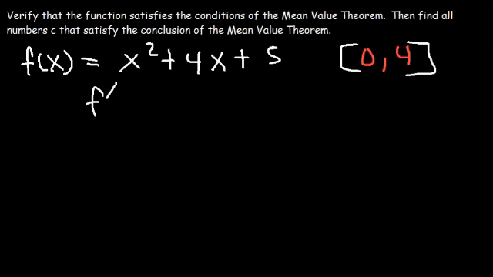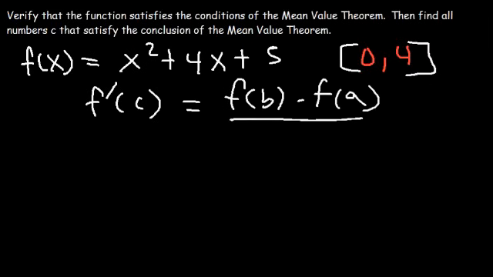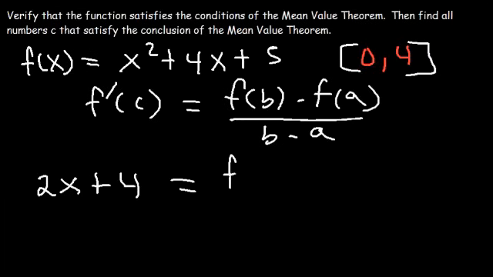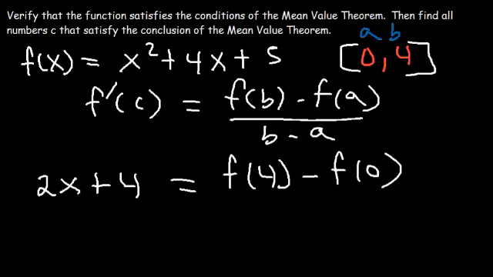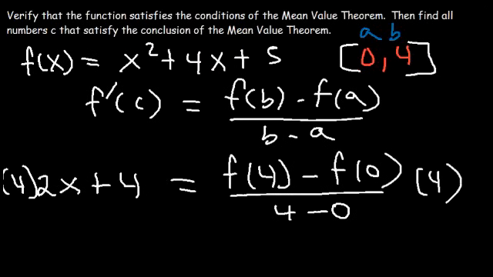So now we can just use this equation. F prime of c is equal to f of b minus f of a divided by b minus a. So on the left side, we need to differentiate the function. We need to find f prime of x. The derivative of x squared plus 4x plus 5 is 2x plus 4. F of b, that's going to be f of 4 minus f of a, that's f of 0. The first one is a, the second one is b, divided by 4 minus 0. So let's multiply both sides by 4 to get rid of the fraction. So 2x plus 4 times 4 is 8x plus 16.